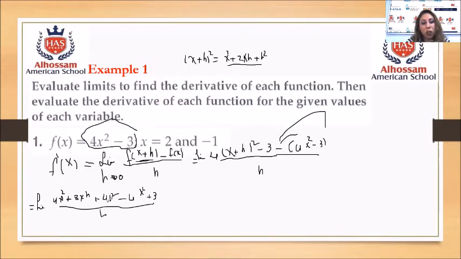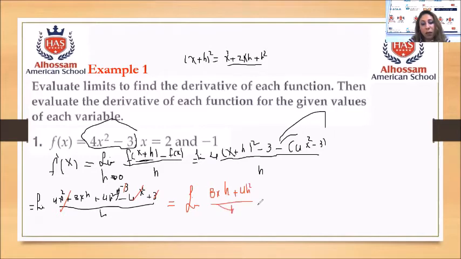And then here I have minus 3, it is missing. I will start to cancel here. So I have 4x squared can be cancelled with negative 4x squared, and negative 3 with positive 3. Finally, I have the result here: limit of 8xh plus 4h squared. Do you remember the last step?